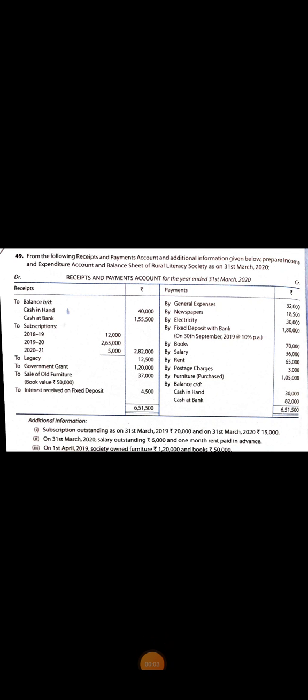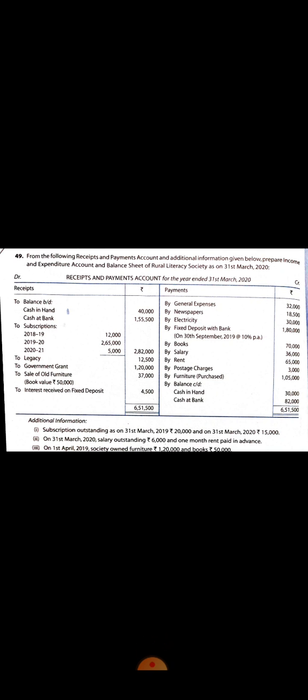Question: from the following receipt and payment account and additional information given below, prepare income and expenditure account and balance sheet of Rural Literary Society as on 31st March 2020. Receipt and payment account for the year ended 31st March 2020.